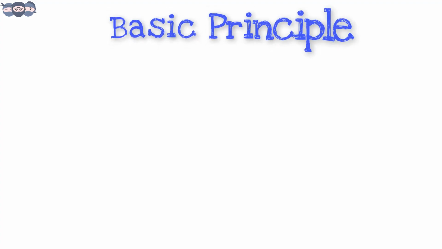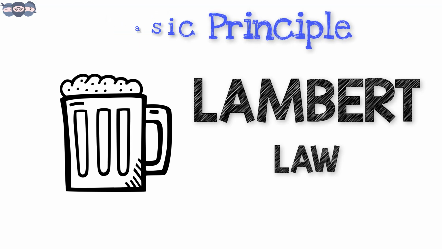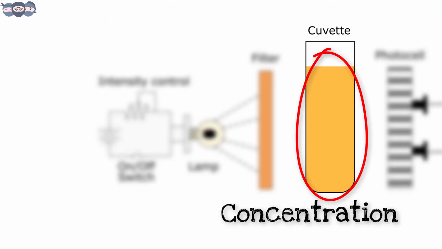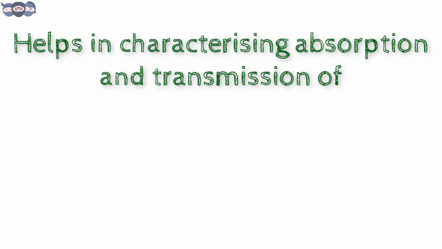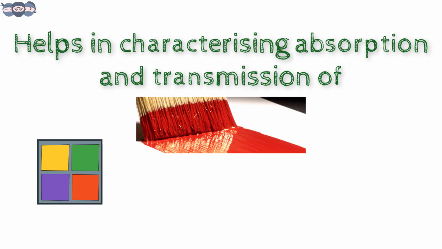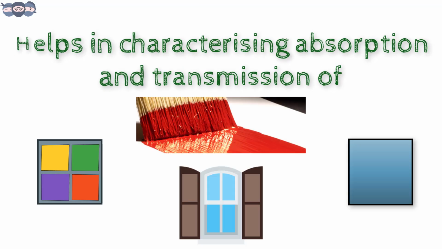The basic principle of this absorption spectroscopy is the Beer-Lambert's law. The concentration of analyte or sample in a solution is determined by measuring absorbance of EMR at different wavelengths. UV visible spectroscopy helps in characterizing the absorption and transmission of different materials like pigments, coatings, windows, and filters.